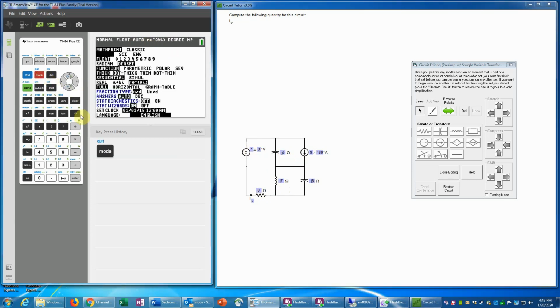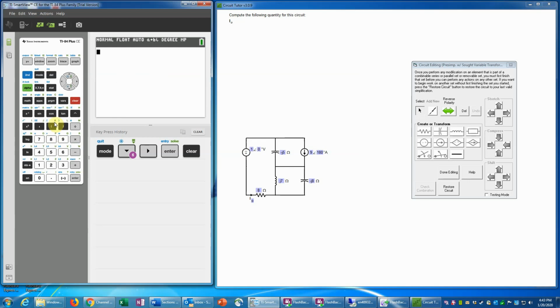So I'm going to change the mode before I start, just to make it easier, to rectangular mode. I press enter there to select that mode, and clear to exit the mode setting. Now I'm in the proper mode. So I'm going to take the reciprocal. Now there's 1 divided by, and there's probably other ways of doing this too.